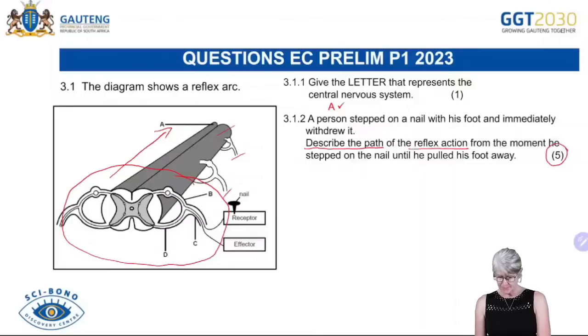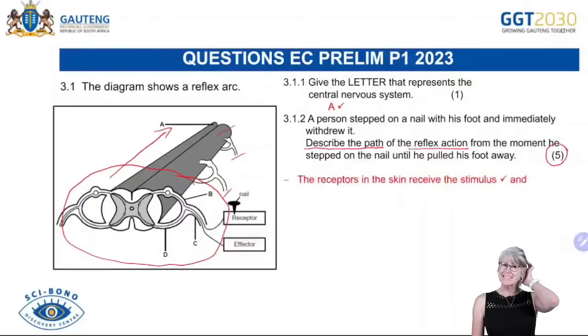Right, so let's have a look. The first thing, the receptors in the skin, as I said, there's pain receptors that are in our skin, and they receive the stimulus.